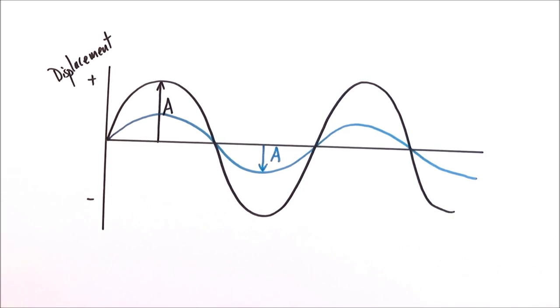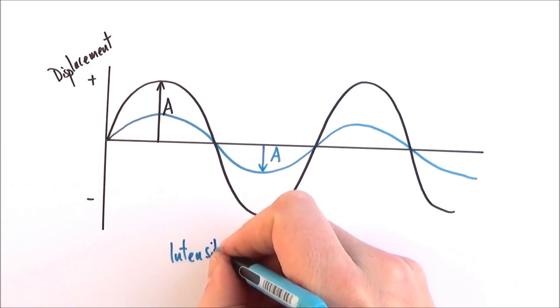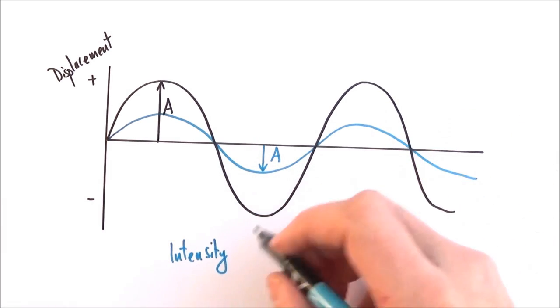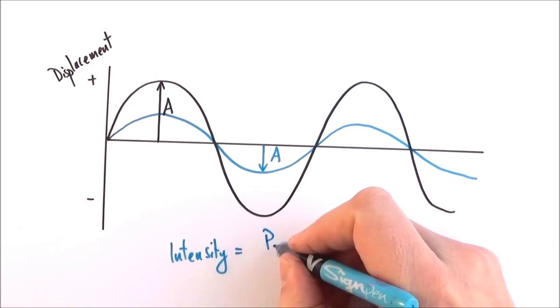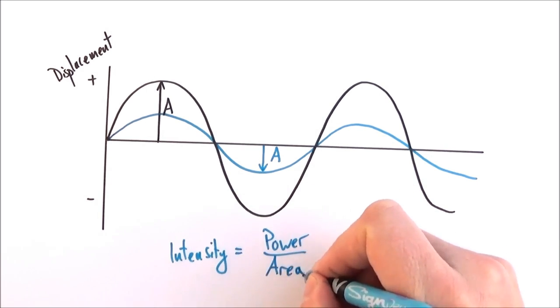Now, the intensity of an object is a measure of the amount of energy per second per square metre. So the intensity is equal to power over the cross-sectional area.